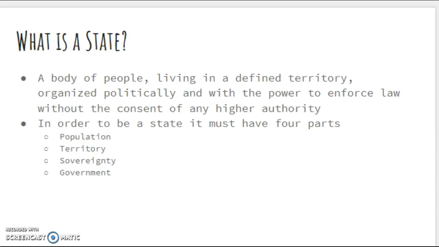Take note that the term state is actually a legal entity. The term nation is actually an ethnic term referring to races or other large groups of people. And the term country is a geographical term referring to a particular place, region, or area of land. So in this case, our country, the United States, is actually considered a state because it has all four of these parts: population, territory, sovereignty, and government. There are more than 190 states in the world today. They vary greatly in size, military power, natural resources, and economic importance.